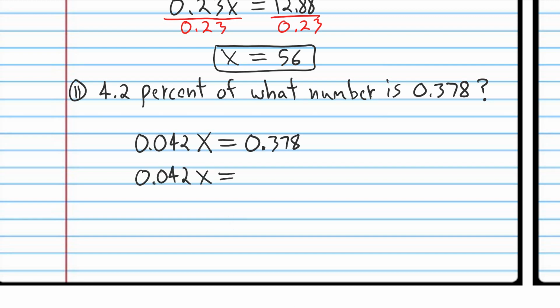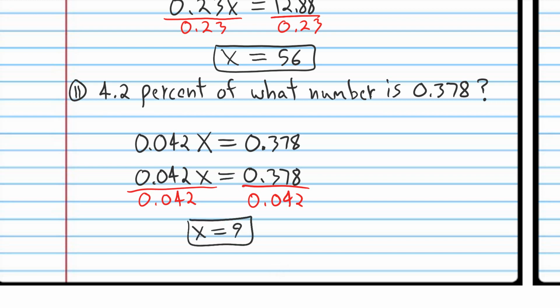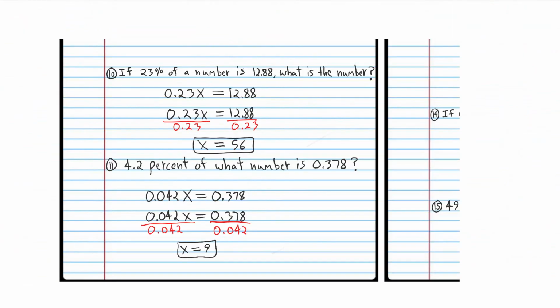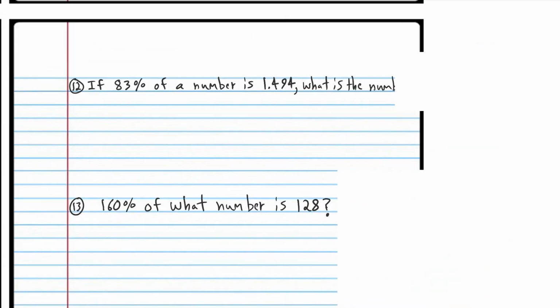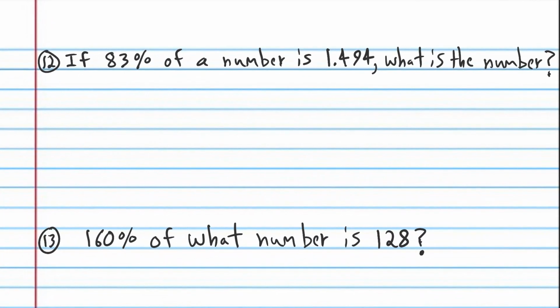So we're about to perform an operation. It's a one-step equation, so we have to perform one step. We're going to perform that step on both sides of the equation. We have to rewrite it and then perform our operation. And of course, you can get your calculator out. 0.378 divided by 0.042 is equal to 9. So 4.2% of 9 is 0.378. These are one-step algebraic equations. So now why don't you try number 12, and when you come back, we'll do it together.